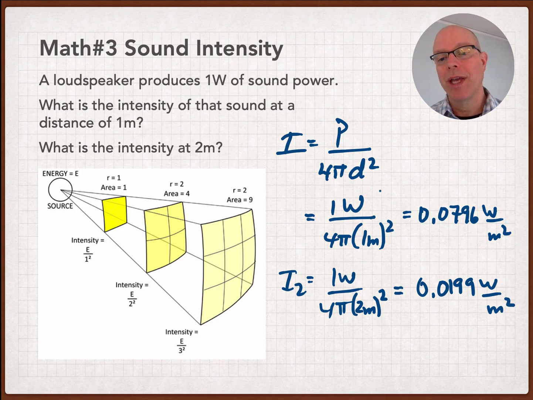So watch what happens. This number right here, 0.08 or so watts per square meter, is about 4 times the intensity of our second answer. And you can see it from the graphic. The surface area that's covered as we go from a distance of 1 to a distance of 2 gets bigger and bigger and bigger, and it's a geometric change, okay?